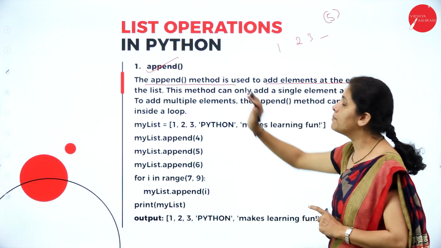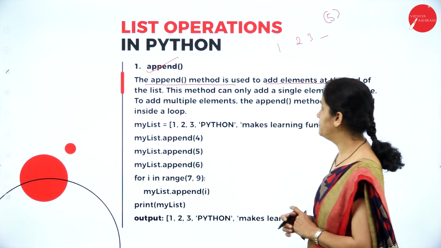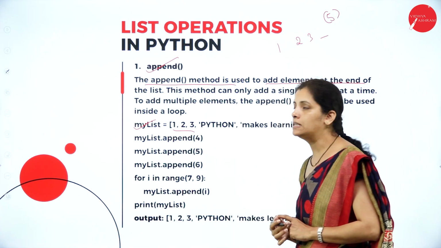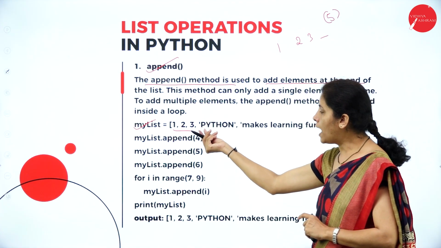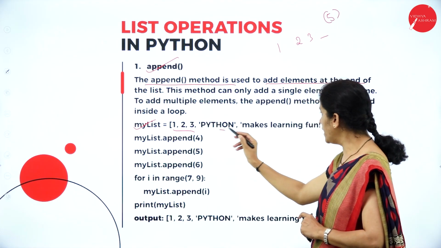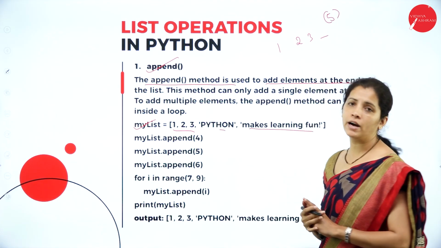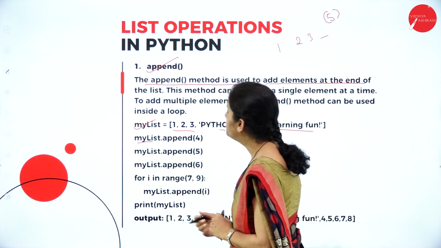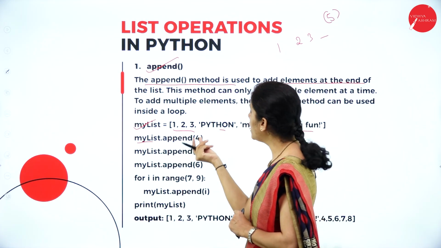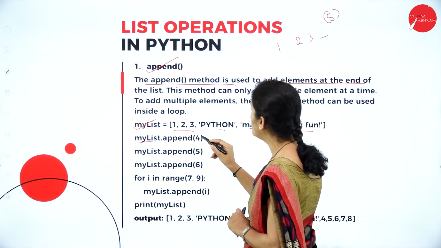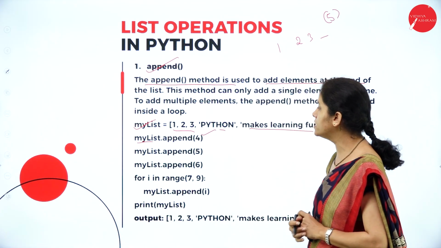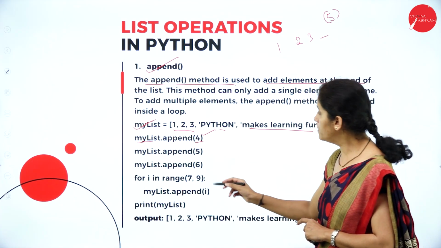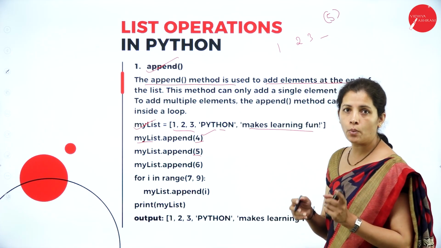So for that, I'm going to use the append method. See here, I have created my list: 1, 2, 3, Python makes learning fun. Now I'm going to append to the list. Where am I going to append? At the 4th position, I'm going to append 4. It's a value, not a position.